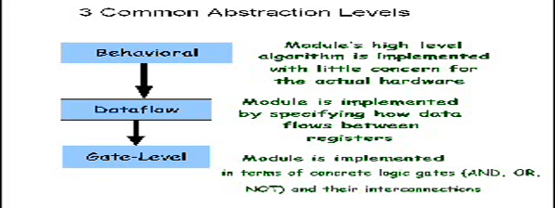There are three common abstraction levels in HDL. The first one is the behavioral. In this module, a high-level algorithm is implemented with little concern for the actual hardware. The second abstraction is data flow. It is implemented by specifying how data flows between registers. The third one is gate level, that is implemented in terms of logic gates and their connection.